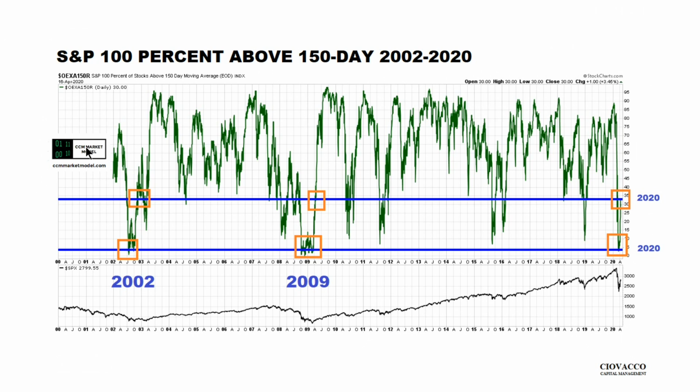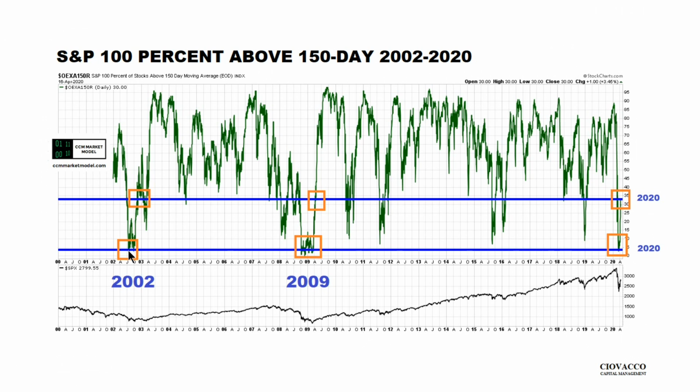Using the weight of the evidence approach, similar situation with the S&P 100 index, percent above the 150-day moving average. In each case, market participants are very concerned about something down here, very concerned about something down here, very concerned about something down here. How do we know that? This is an extremely rare oversold level, as is this, as is this.